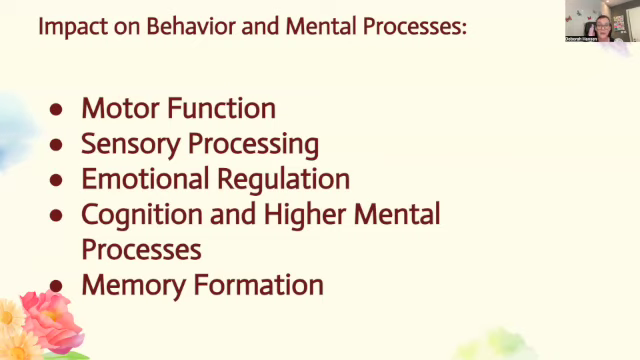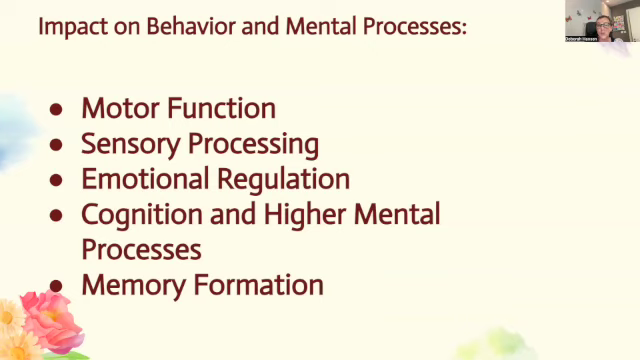Emotional regulation: this is the neurons in the limbic system. This includes the amygdala and the hippocampus, and neurotransmitters like serotonin and dopamine, which we talked about earlier, play significant roles in our emotional responses and mood regulation.